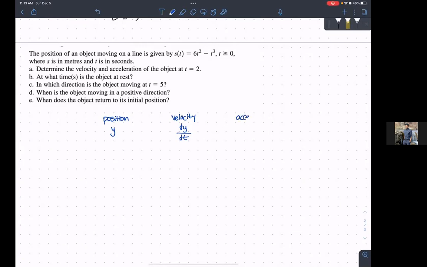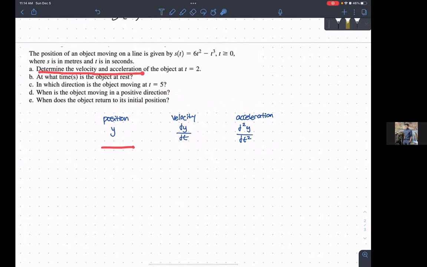So then we also have acceleration, right? Acceleration is the change in velocity over the change in time, right? This is the derivative of velocity, right? This is all in relation to position. You just have to know that the derivative of position is velocity, the derivative of velocity is acceleration, okay? So we are going from position to velocity.